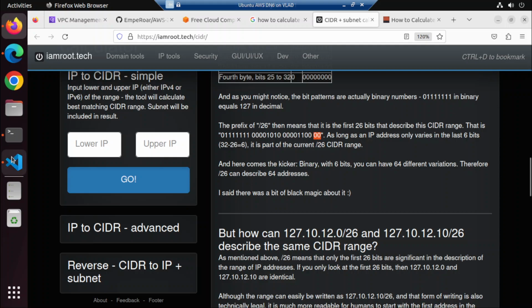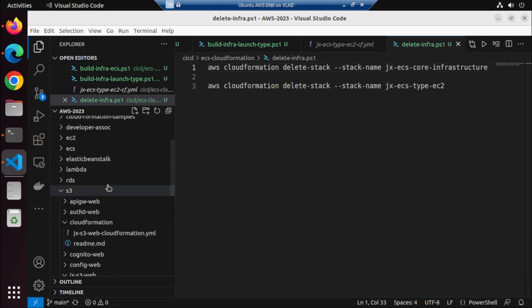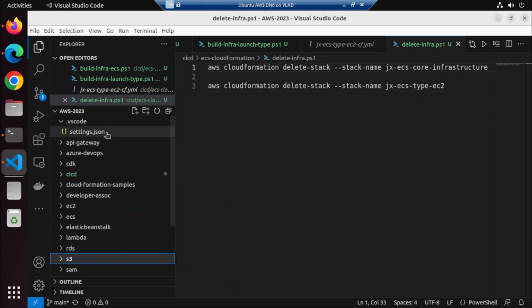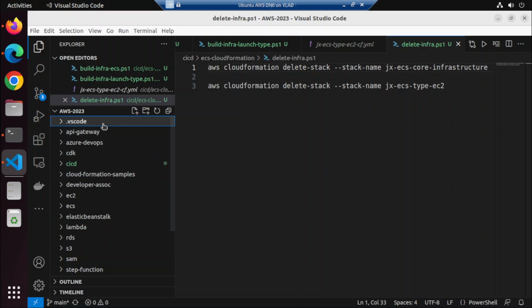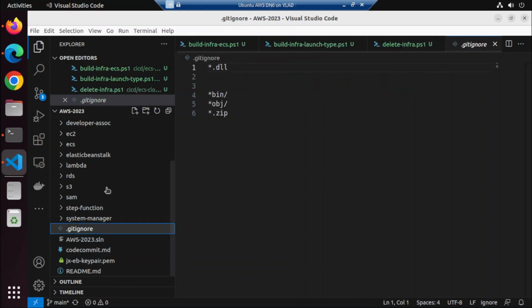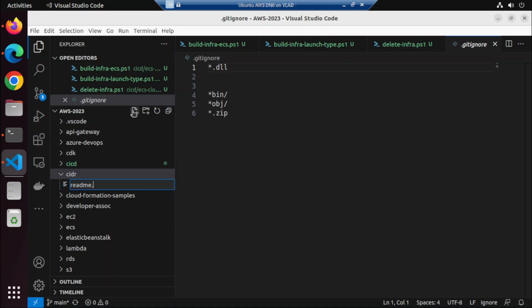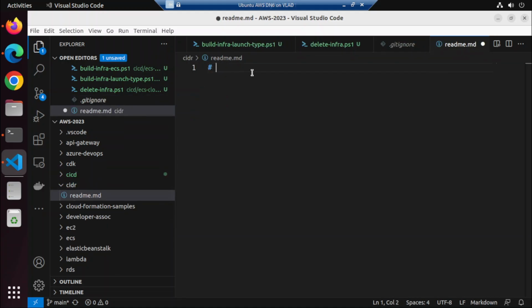Yeah, so let us put that here, in this one, and then let us click this, and let's create a CIDR, right? Then readme.md, right? CIDR.